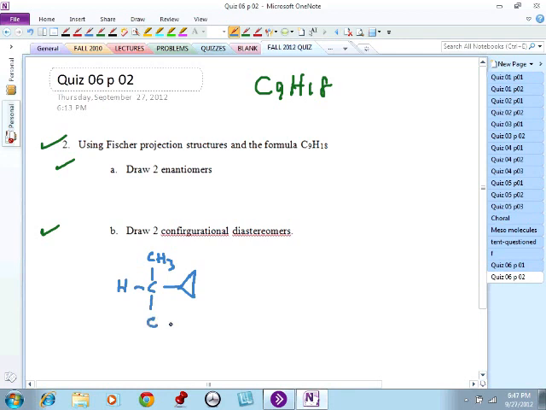So we need one more chirality center. I could therefore do this. So how many carbons have I used already? 1, 2, 3, 4, 5, 6, 7. So we have 2 more carbons to go. Okay, that is one possibility. And then what would the configurational diastereomer look like? Exactly. The configurational diastereomer to this molecule will be this here.